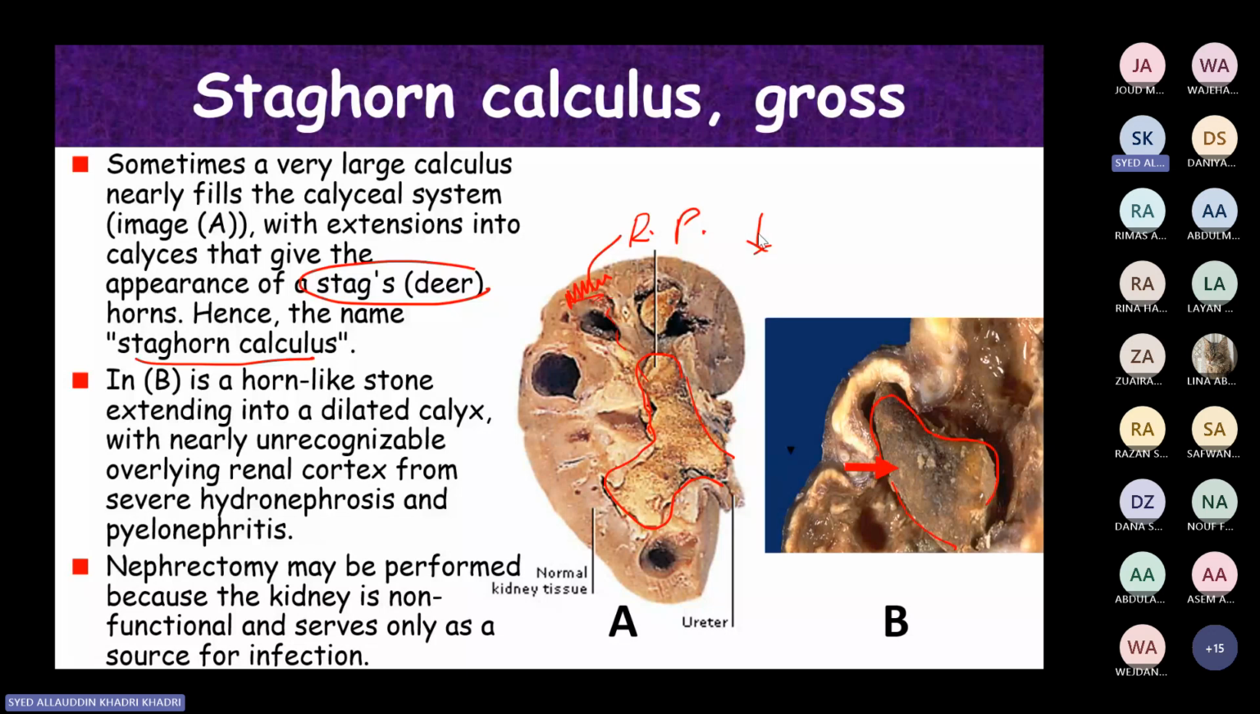So nephrectomy may be performed because the kidney is non-functional and serves only as a source of infection. So this becomes a source of infection continuously.